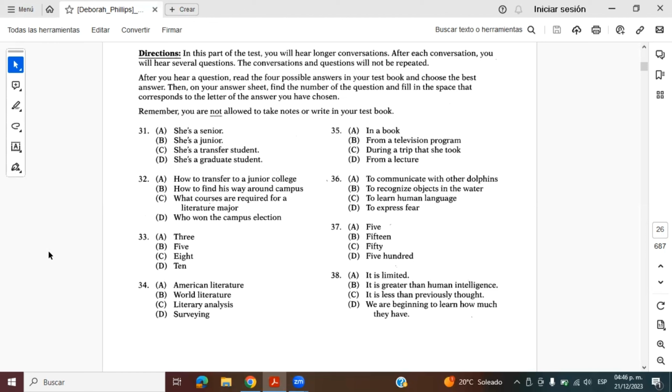This is the end of Part B. Go on to the next page.